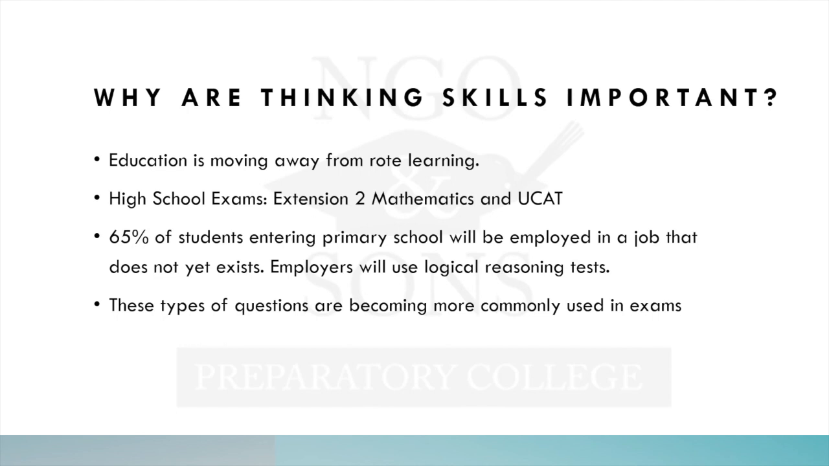These types of questions are not just found in the selective school exam, but they're also seen in high school as well. So for example, students who are planning to do medicine have to sit an exam called the UCAT. And this UCAT exam contains thinking skill questions. Now, another place we can find thinking skill questions is in Extension 2 Mathematics, in a topic called Logic, which, by the way, can be used to solve some of the questions found in the selective school exam.